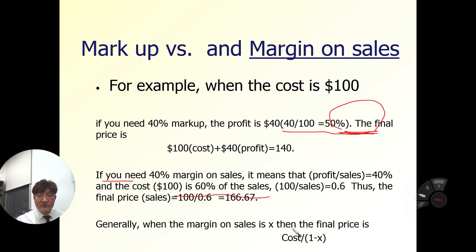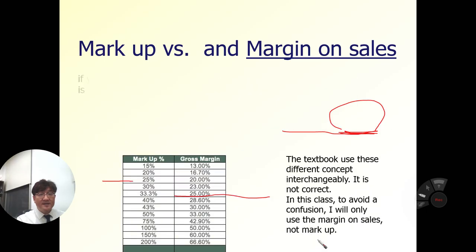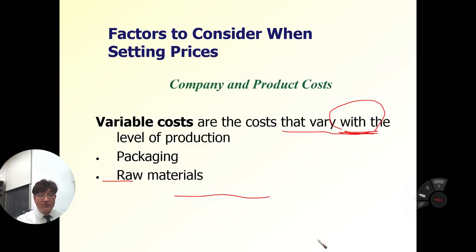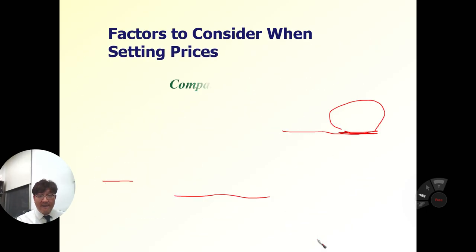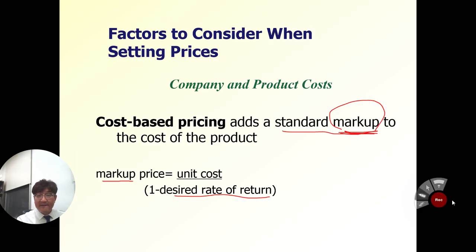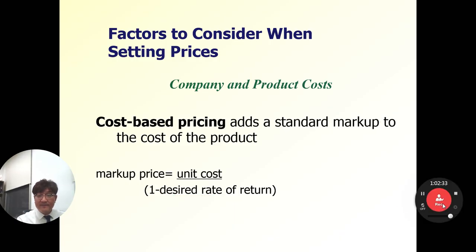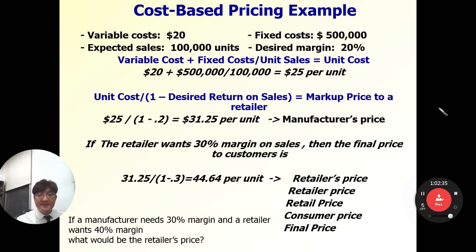This is what we did, right? When we use the margin on sales, you divide total cost by 1 minus margin on sales. That is how we calculate this markup pricing. Okay, let's practice.